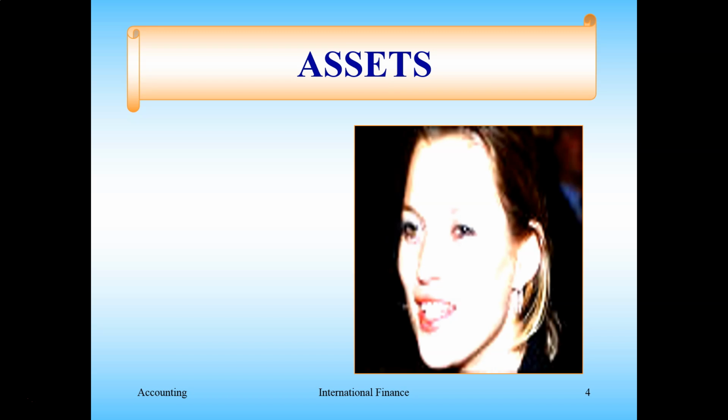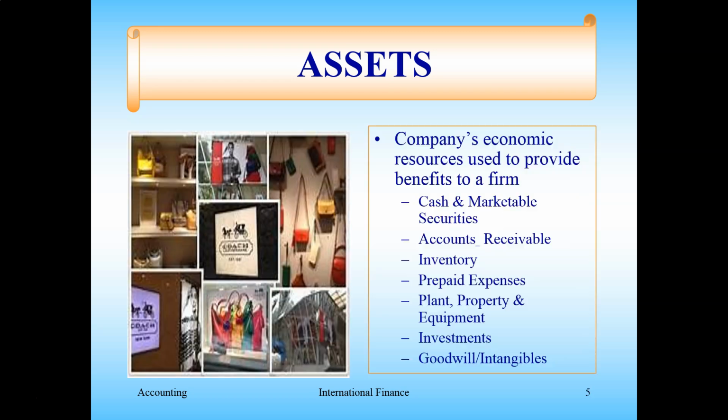So intuitively, what are Kate Moss's assets? Her face, figure, attitude, etc. What does she do with those assets? She uses them to generate her income. That is similar to assets in business. That is, assets are the company's resources used to generate profits.